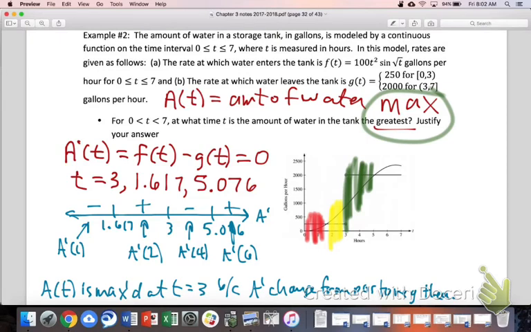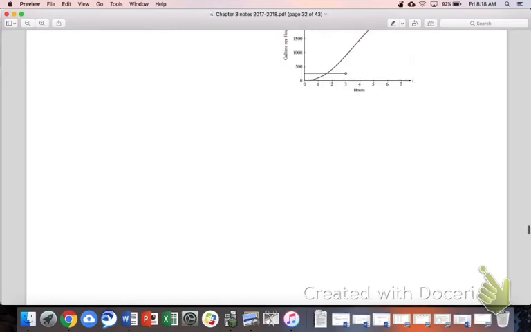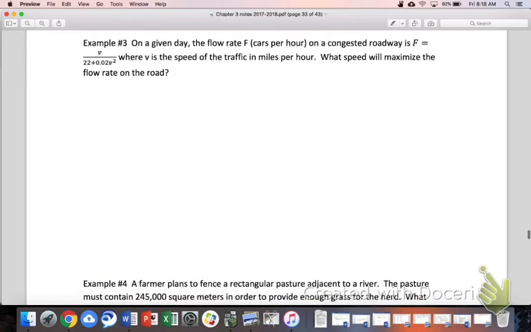All right. Cool. All right, let's move on then. Let's take a look at example number 3. Example number 3, let me just turn you loose and try it.